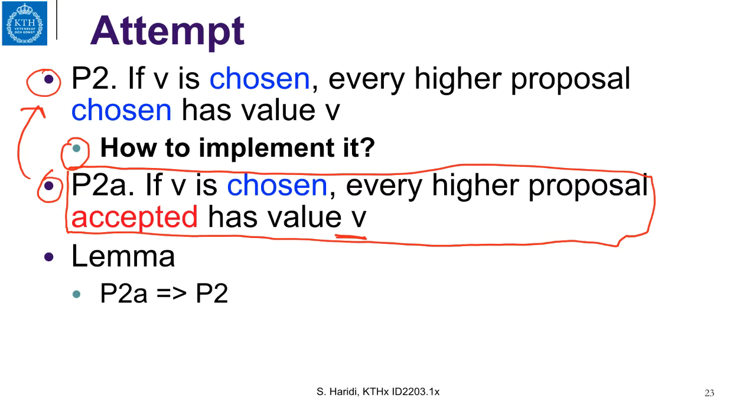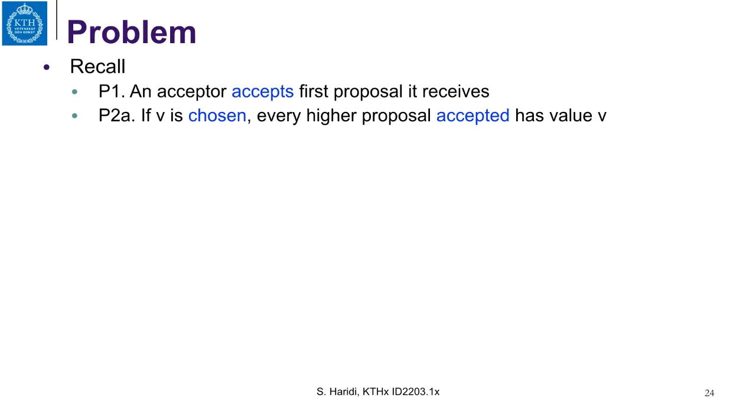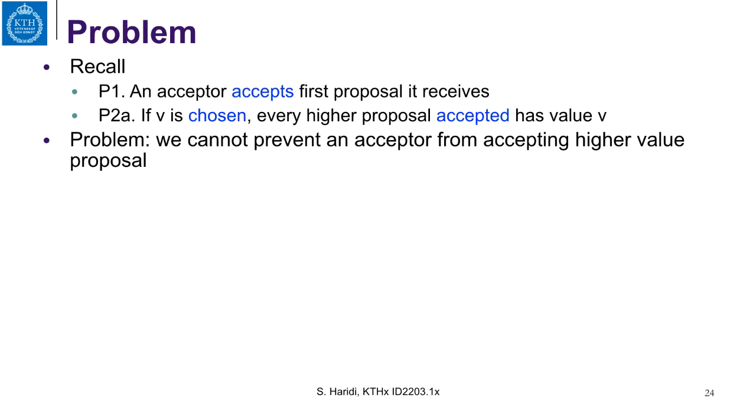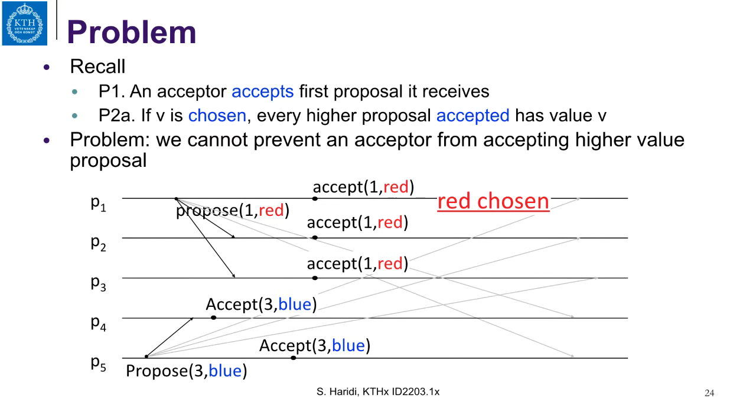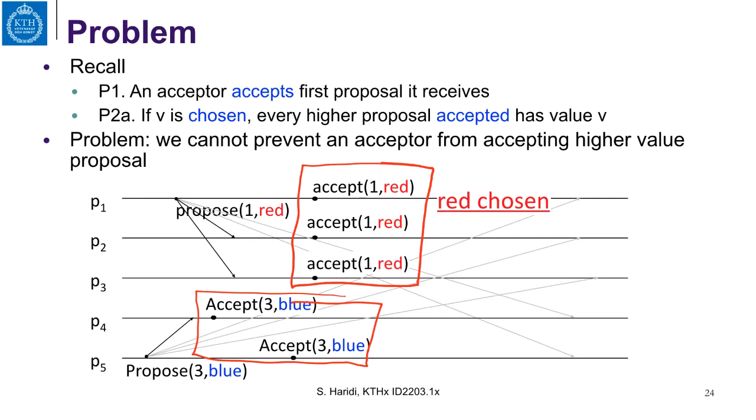And observe that acceptors have only a local view. They don't really themselves individually know which value is chosen. So we have to do something here. Here is our problem now. We cannot prevent an acceptor from accepting a higher proposal with a different value. So we are here: P1 and P3 have accepted red, P4 and P5 have accepted blue, and we would like to prevent P1, P2, and P3 from accepting blue. Okay, we cannot do that.